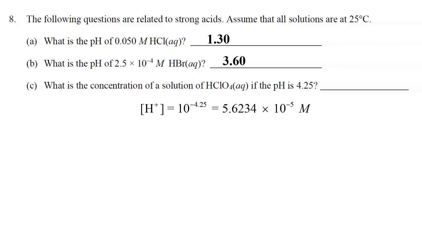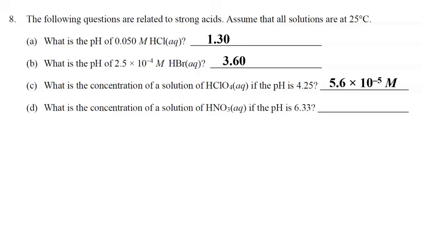And when I do that math, I get 5.6234 times 10 to the negative 5. I will round this off to 2 significant figures because my pH has 2 decimal places. So 5.6 times 10 to the negative 5 moles per liter, that is the concentration of the strong acid, perchloric acid. And then part D, it's a similar calculation.